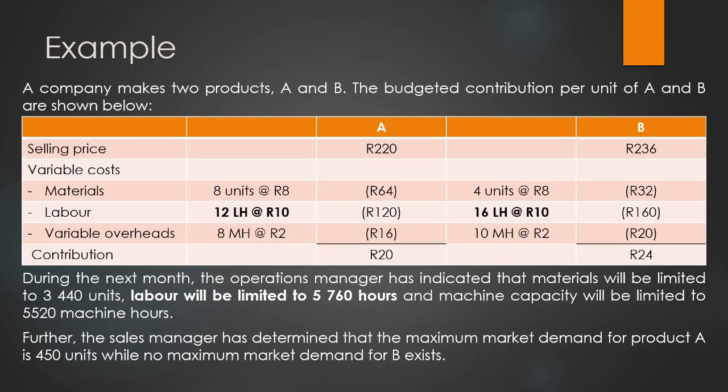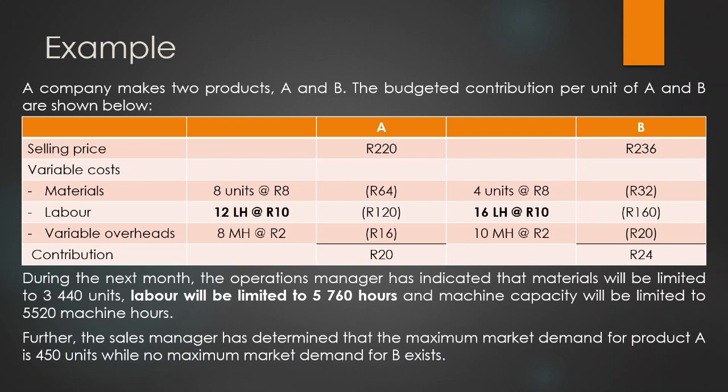We then move on to our next constraint, where we see that labor is limited to 5,760 hours. We also see that product A uses 12 labor hours, while product B uses 16 labor hours. Thus, whatever combination of A and B we produce, we must use 5,760 labor hours or less.